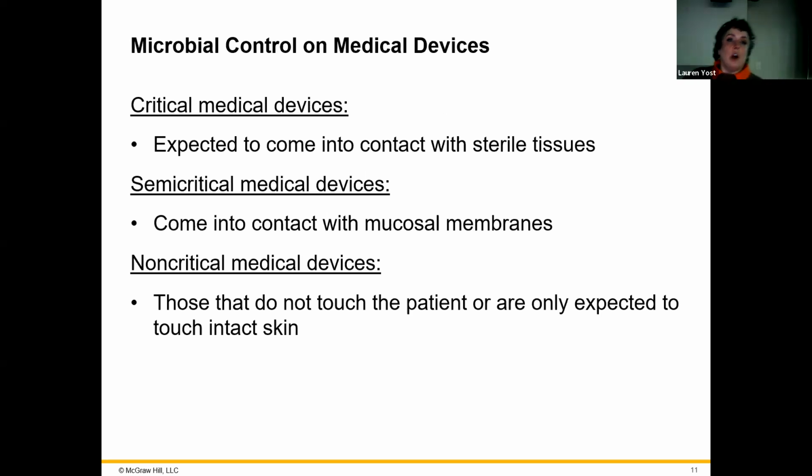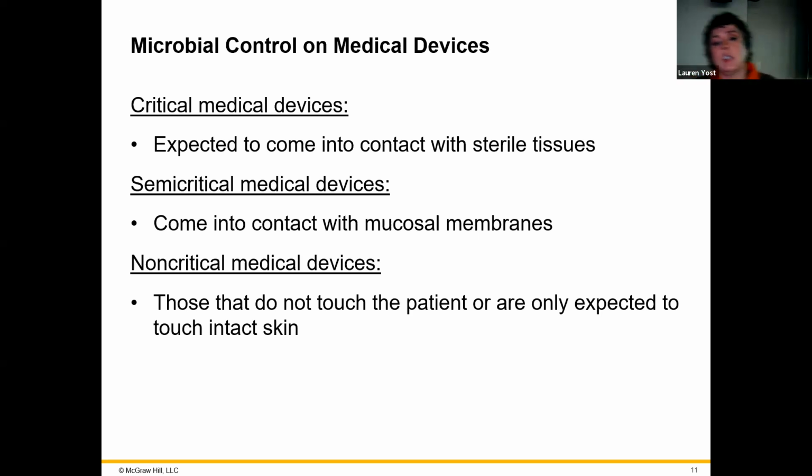So there are different levels of medical devices for microbial control. We have critical medical devices, semi-critical, and then non-critical, and they're basically defined by how sterile or how disinfected they need to be. We consider critical medical devices anything that would come into contact with sterile tissues. So we're talking about scalpels and things like this. Anything that has to be sterile. We can't be introducing any microbes. You would want your needles for venipuncture to be sterile. That's a critical medical device because we're inserting into a sterile bloodstream. So that's an example of that.